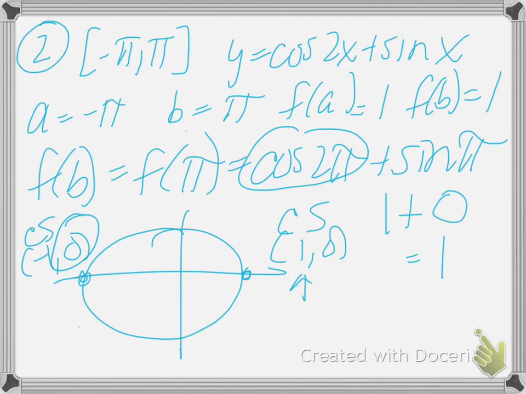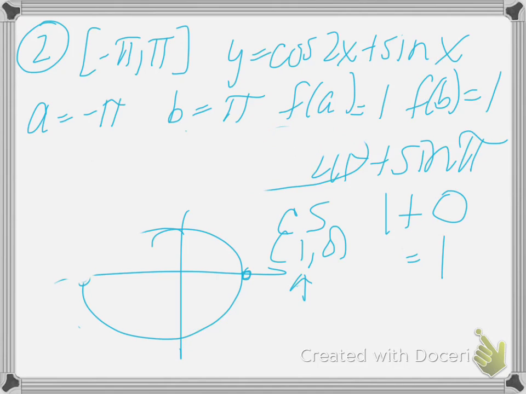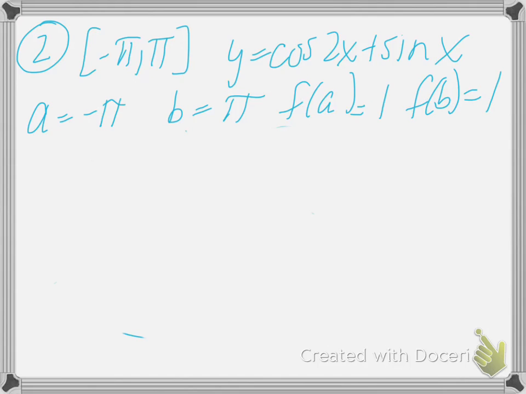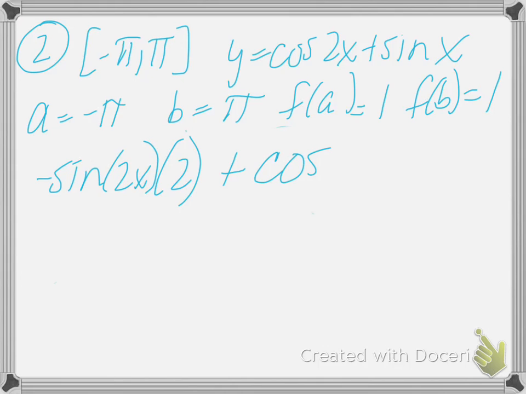So now we know that this is Rolle's theorem because f of a is equal to f of b. So at least we don't have to use that whole formula of f of b minus f of a over b minus a, because we know that that's 0. So we can just take the derivative and set it equal to 0. So the derivative of cosine of something is negative sine of that something times the derivative of the something. And the derivative of sine x is cosine x. And we're going to set that equal to 0.